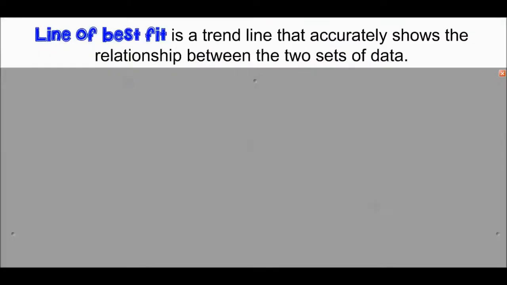Okay, now let's talk about line of best fit. It's extremely similar to a trend line, but it is a tiny bit different. When we were looking at trend lines, we just took a straight edge and tried to eyeball where it fell between the points. Line of best fit is exactly the line that goes through that scatter plot. It's a trend line, but it accurately shows the relationship between the two sets of data.